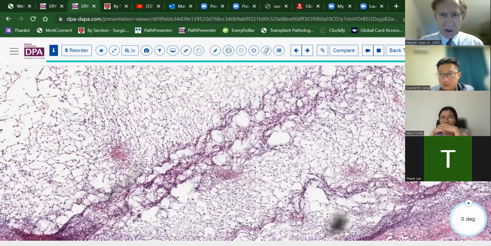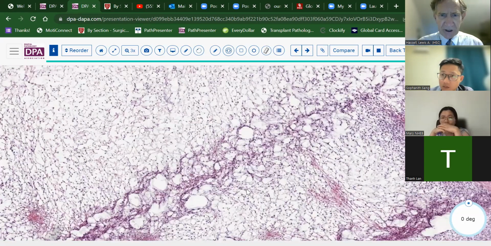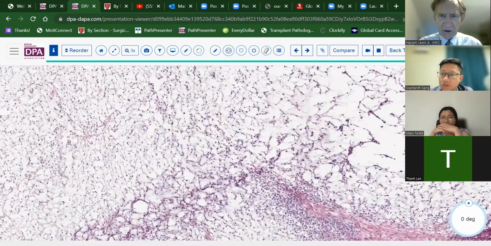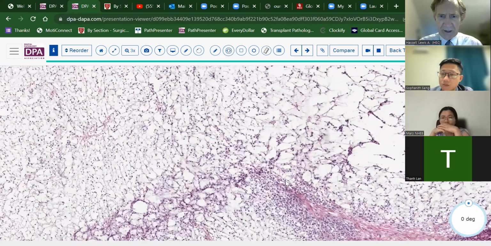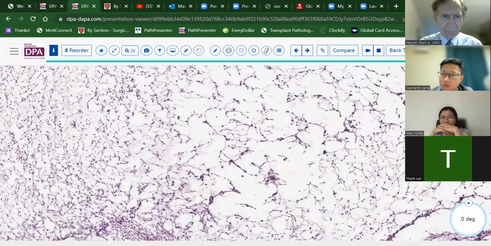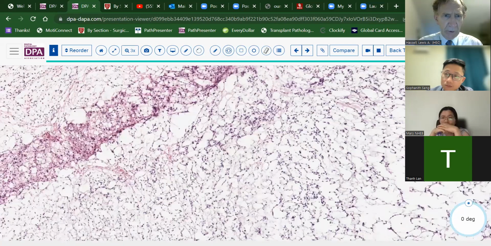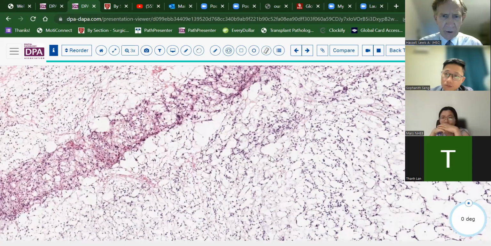Now, one of the challenges that we deal with in frozen section is this artifact from freezing, where you can get ice crystals forming and so forth, that distorts the architecture of the tissue, and you can see that here in this lesion. We have a lot of myxoid tissue here.